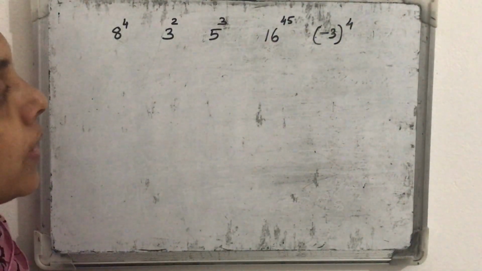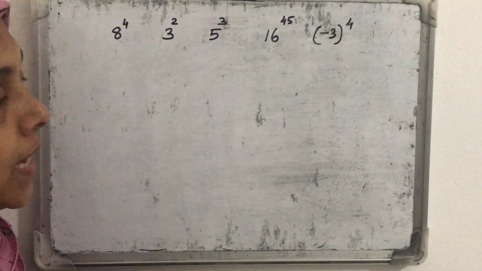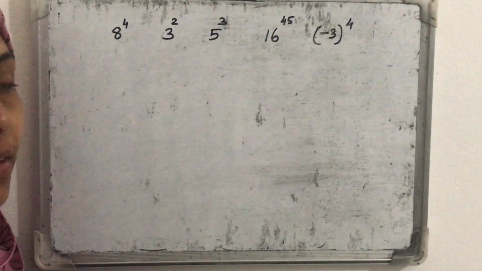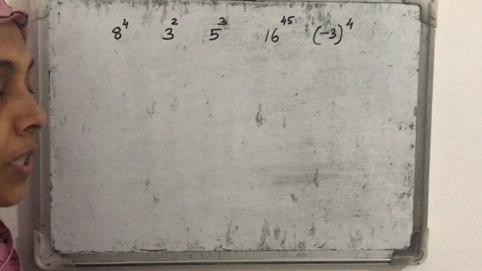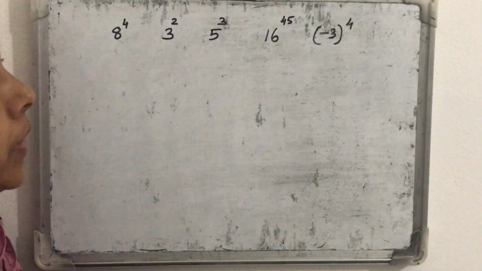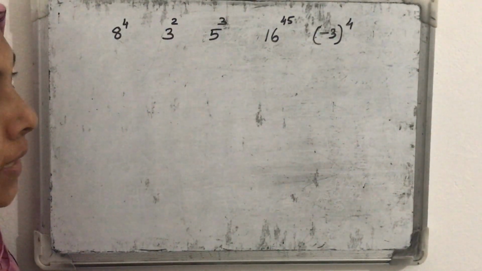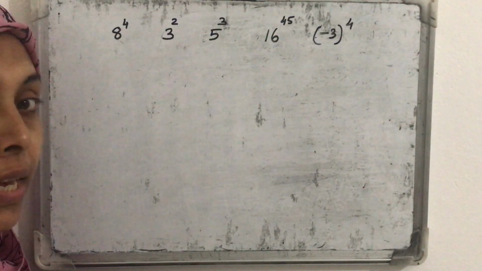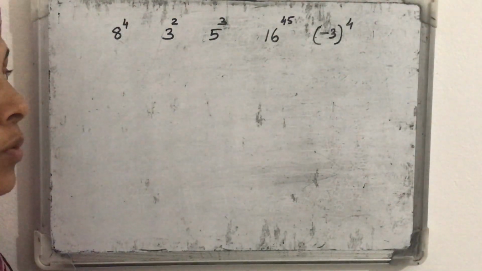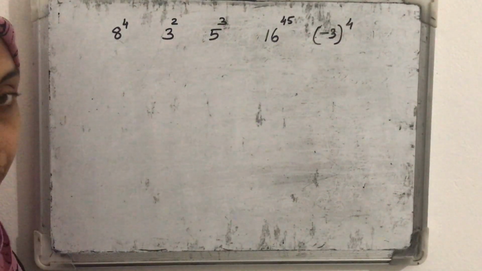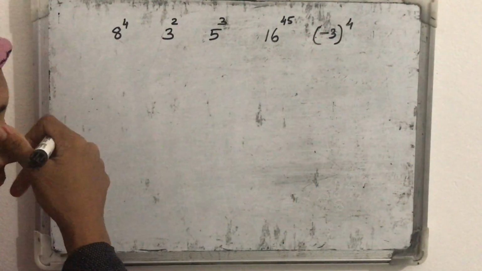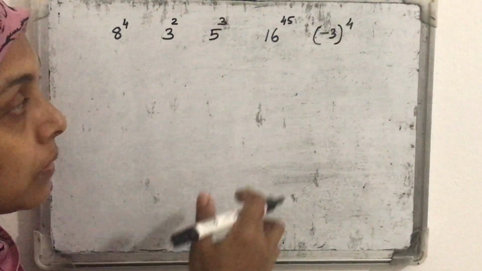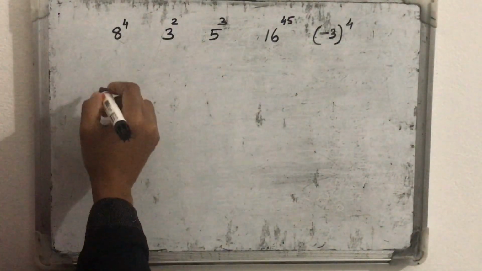Okay, next one, base 16 and power is 45. 16 raised to the power 45. Next one, base minus 3 and power is 4. So minus 3 raised to the power 4. Okay, now when we expand negative bases, we can just check it.